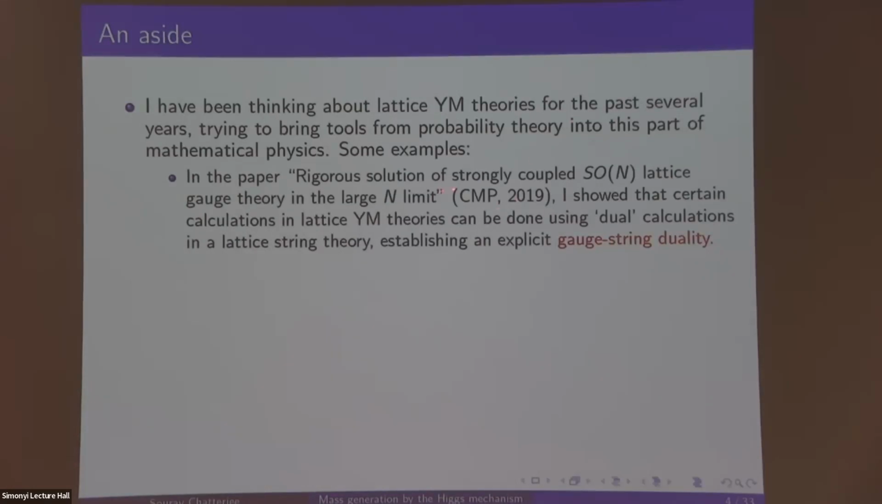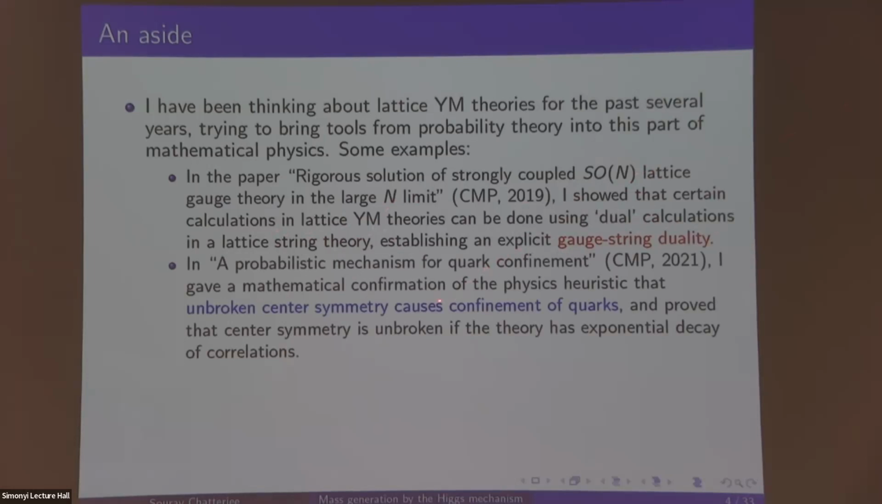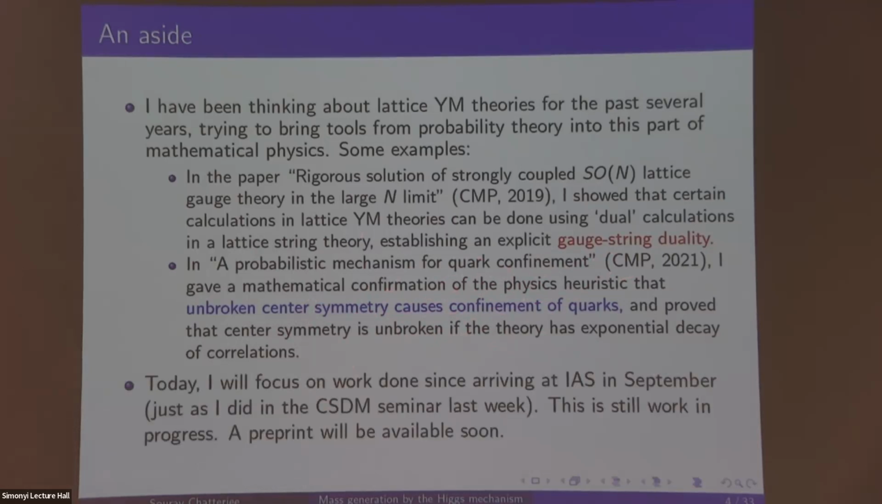As some examples, I wrote this paper a while ago on rigorous solution of strongly coupled SO(N) theories. I showed that there is a rigorous gauge-string duality that you can establish in these discrete models. Some calculations can be done using dual calculations in the lattice string theory. And then in this more recent one, I proved the physics heuristic that unbroken center symmetry causes confinement of quarks. It's a conditional theorem which says that if there is unbroken center symmetry, then quarks confine. But today I'll not talk about any of that.